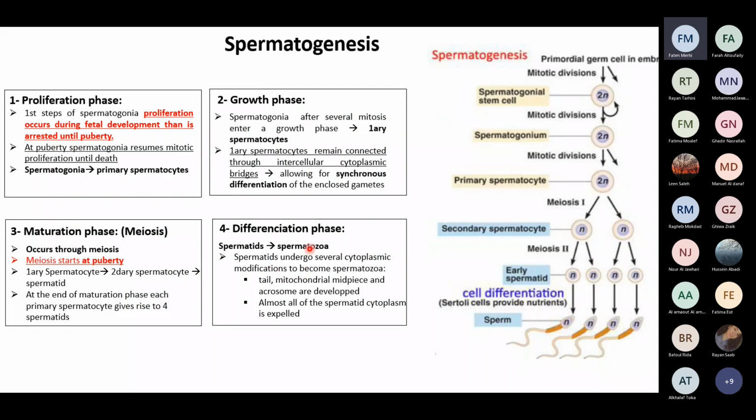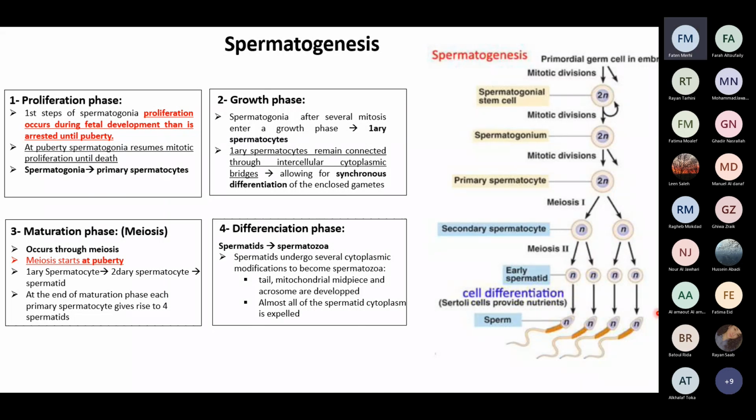So during the differentiation phase, the spermatids will be transformed into spermatozoa. The spermatids will undergo several cytoplasmic modifications to become spermatozoa. They will acquire a tail, a mitochondrial midpiece, and an acrosome. The acrosome is a vesicle rich in enzymes that we will find on the upper side of the head region of the sperm cells. Okay, so they will acquire a tail, a mitochondrial piece, and an acrosome, and they will lose a lot of their cytoplasm. Almost all of the spermatid cytoplasm will be expelled or lost.